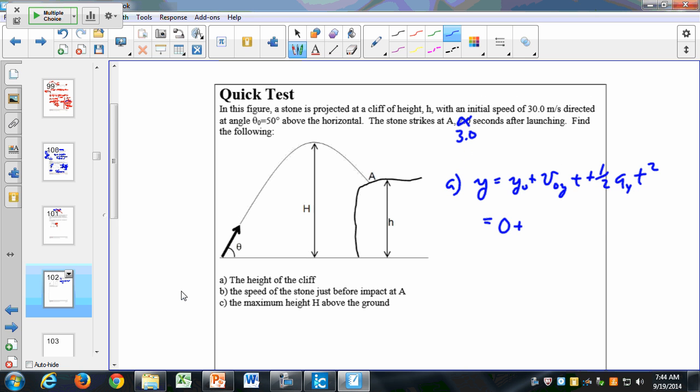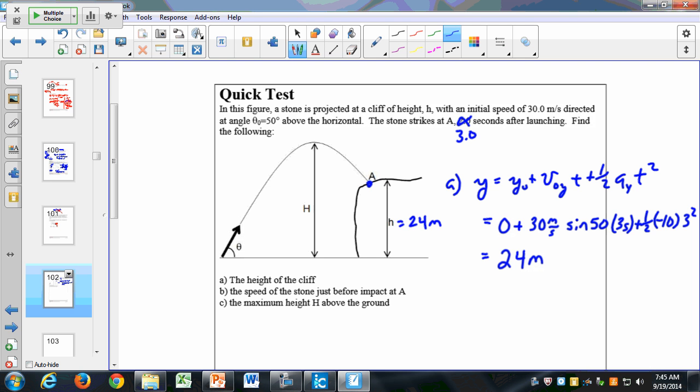v naught y. Let's see, it was 30 meters per second. Is it cosine or sine for the y component? Yeah, so it's sine of 50. And then times t, 3 seconds, plus 1/2 of -10 times 3 squared. And that gives me my height, which is 24 meters. So this point right here is 24 meters above where it originally hit.